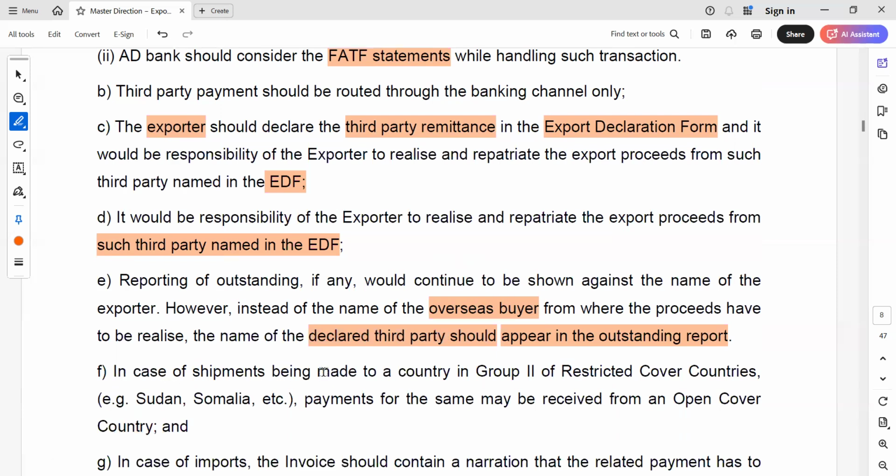In case of shipment being made to a country in Group 2, a restricted cover country like Sudan, Somalia, payment for the same may be received from an open cover country. So friends, restricted countries cannot make foreign payments. In that case, the payment should come from an open cover country as per the agreement. Okay.